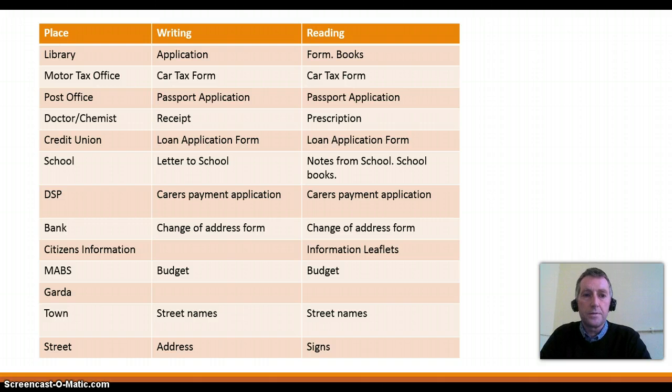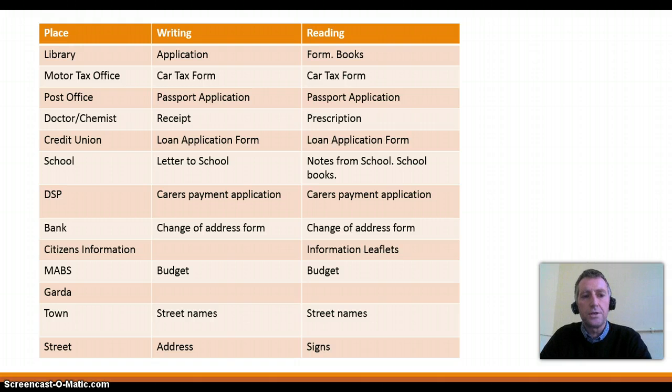The motor tax office, car taxation form, both reading and writing. Post office, passport application, also get your dog license there, letters. Doctor or chemist, reading a receipt, handing in a prescription, so the reading and signing your name and the writing there. Credit union, loan application form. School, writing a letter to the school, and reading notes from school and school books.